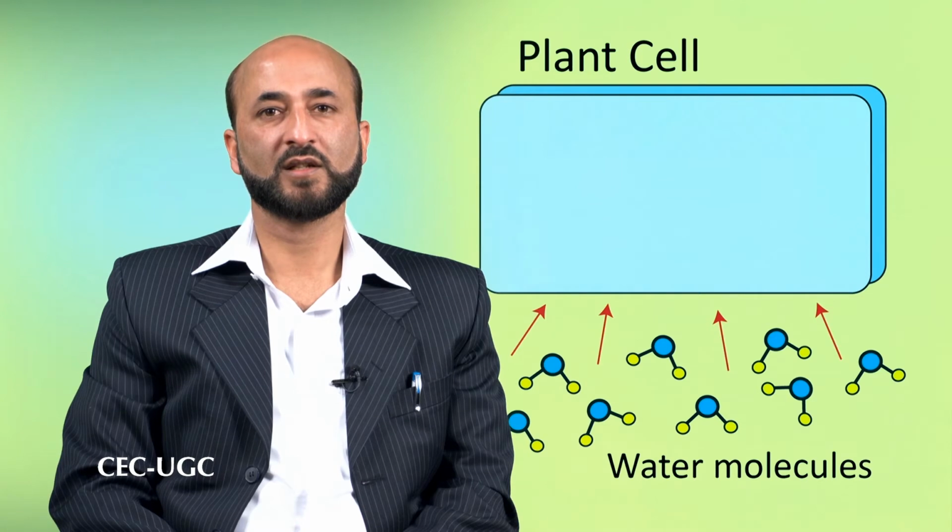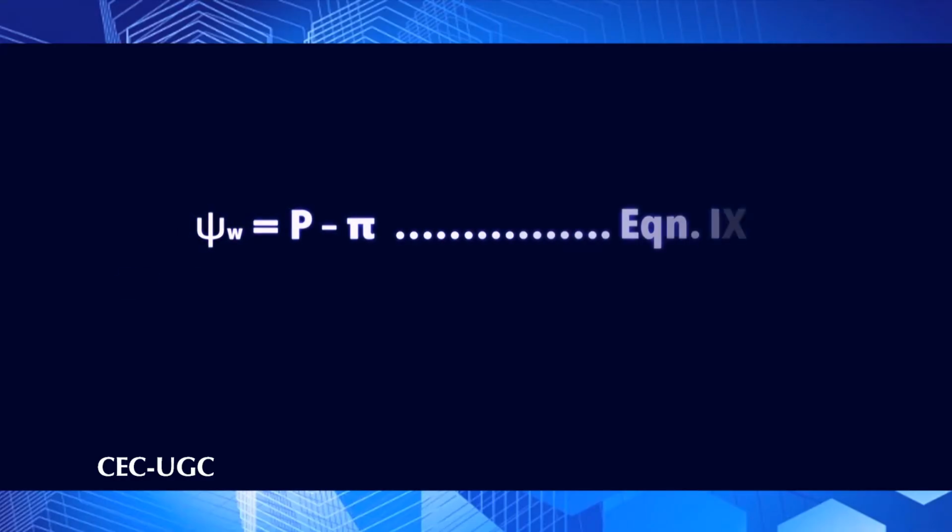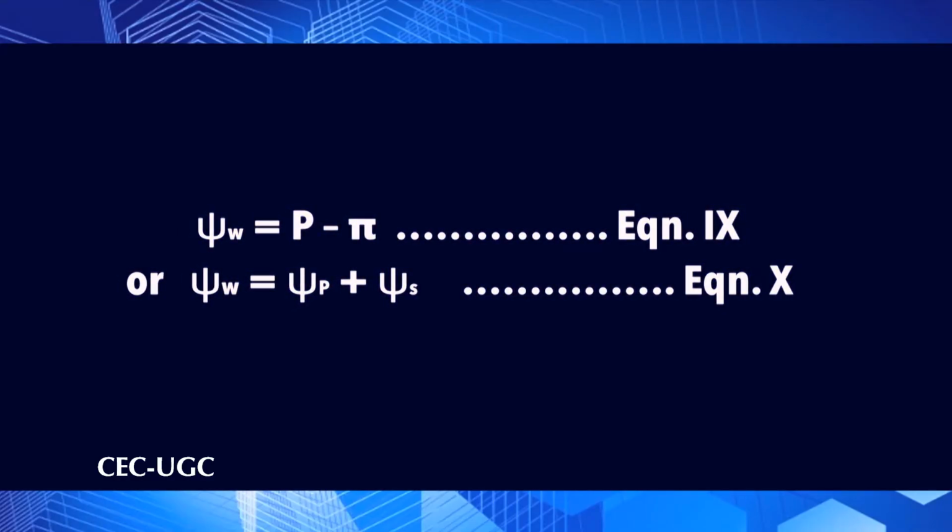Therefore, the relationship between water potential and its components may be expressed either as psi w is equal to P minus pi, where psi w indicates water potential, P hydrostatic pressure, and pi osmotic pressure. Or it can also be written as psi w is equal to psi p plus psi s, where psi w indicates water potential, psi p indicates pressure potential, and psi s indicates osmotic potential.